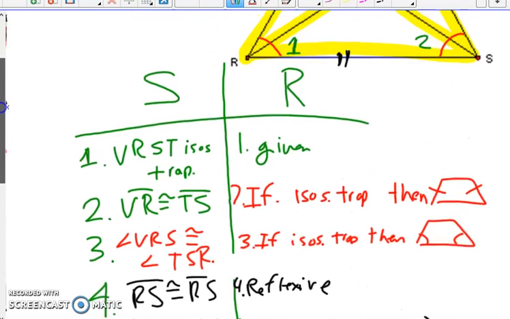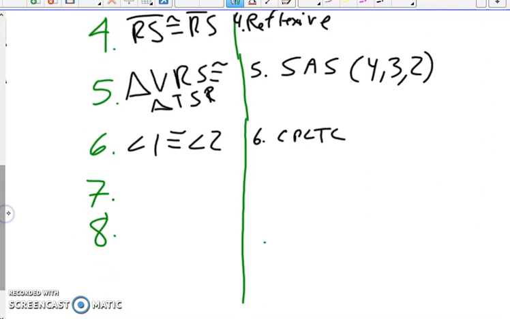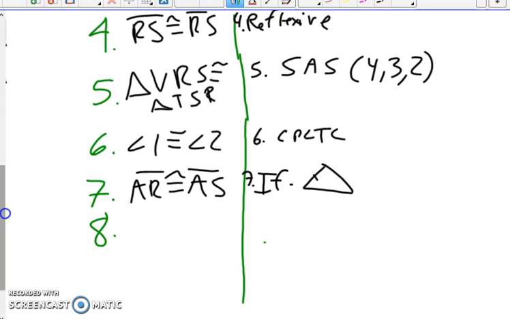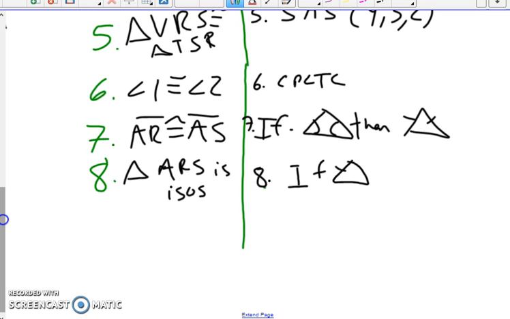And now remember, we need to do this in 2 steps. We need to say 1 and 2 are congruent, therefore AR and AS are congruent, therefore isosceles. So make sure we do that in 2 steps. And then lastly, we get our conclusion, which is that ARS is isosceles, and our reason is just our definition.